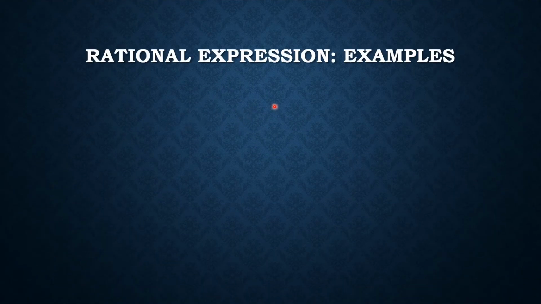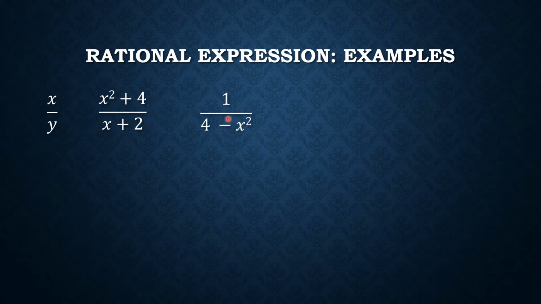Here are examples of a rational expression. X over y. Obviously, a polynomial divided by a polynomial. Another example is the example earlier. Next is 1 over 4 minus x squared. Okay lang na 1 ang ating nasa taas because remember, 1 is a monomial. It is a constant and it is also considered a polynomial.